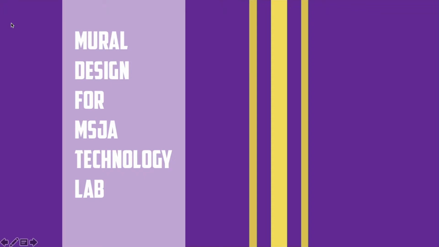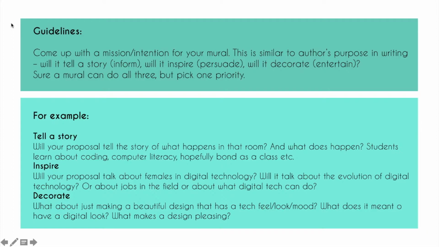Okay, graphic design. Let's talk about your second to last project, and that's the mural design for the MSJ Technology Lab. So, the guidelines are that you want to come up with a mission or intention for your mural. And kind of similar to your author's choice or author's purpose in writing, you can either think of telling a story, which is kind of like informing. You can think about inspiring, which is kind of like persuading. And then you can also think about decorating, which is kind of just like entertainment.